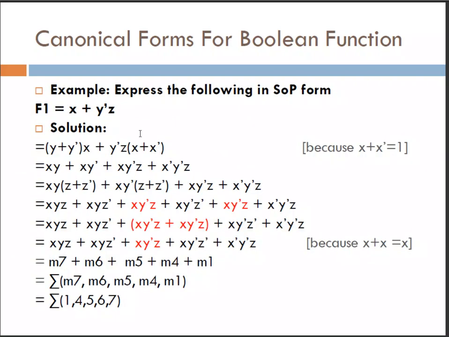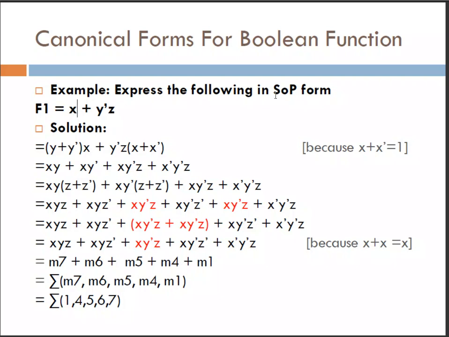Okay, here we have an example. Express the following in SOP form. You see we have a short, simplified expression. How do we get a sum of products? Simply, you have x plus y bar z. We need a way of getting a full canonical form. Here you see that we are missing y and z. Here we are missing x only. So how do we get it? You put in what you are missing.